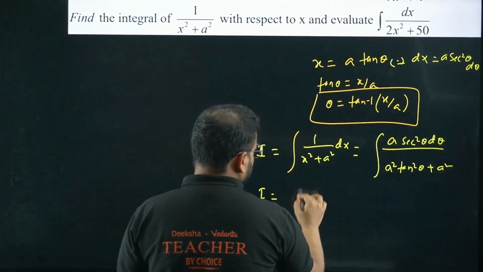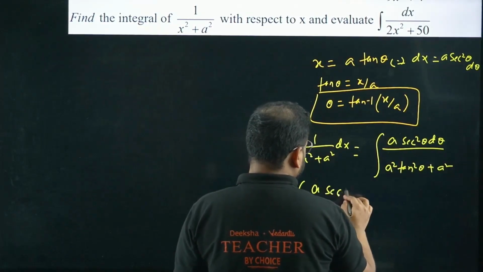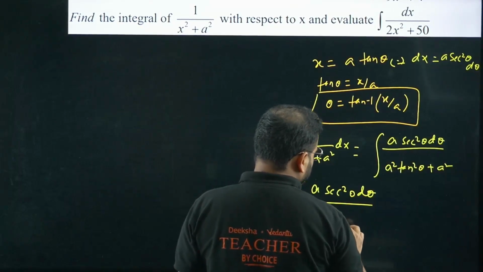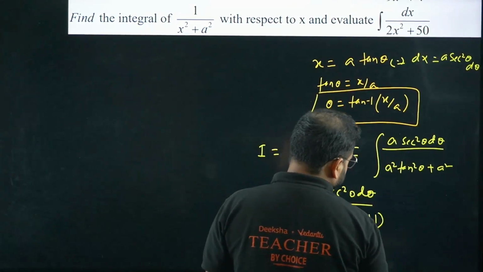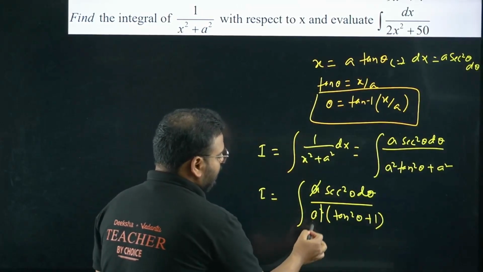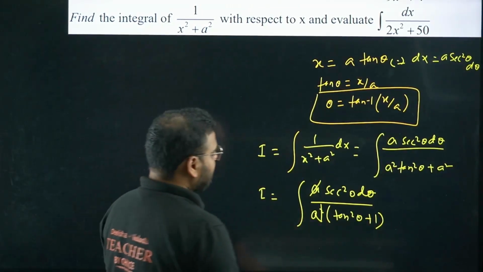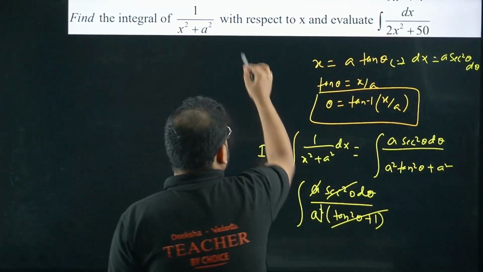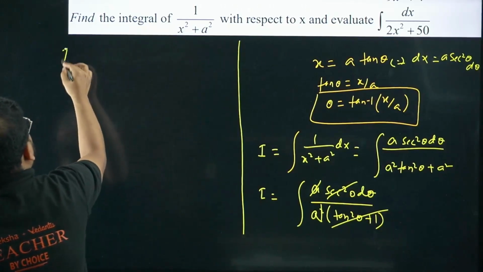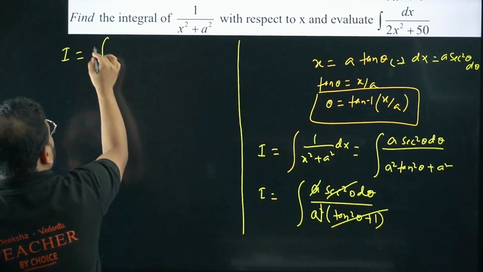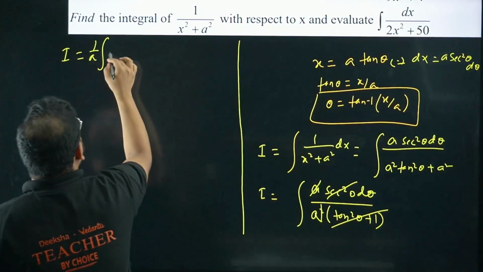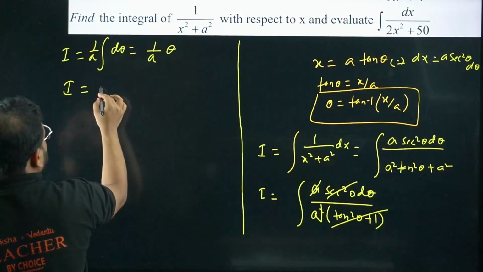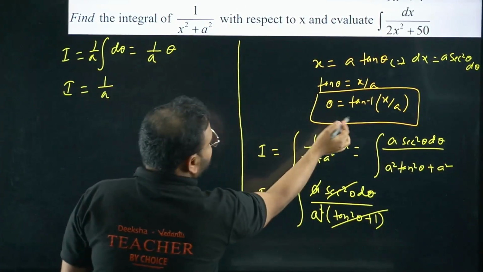So I will become, please check, I have a sec square theta d theta. I have a square common, so please take a square common. I get here tan square theta plus 1. A square will cancel with one of the a. What I have left now? Sec square, this, and this is also sec square. 1 plus tan square is how much? Sec square only. So I'm ending up with, please check, my I will become 1 by a outside, of course, and we have simply d theta. I will become 1 by a theta. So I get I equals to 1 by a theta, which is nothing but tan inverse of x by a.